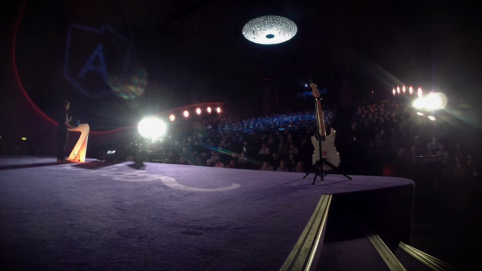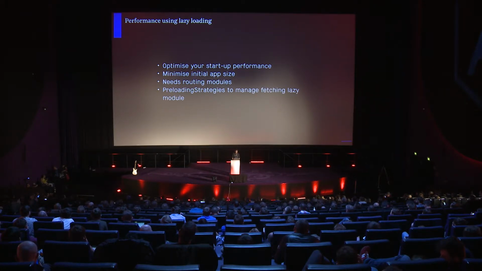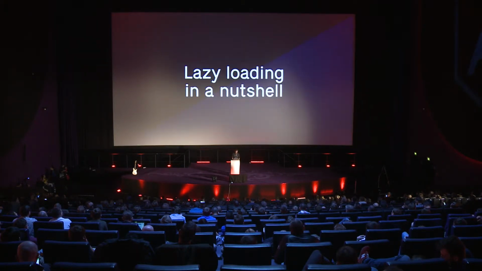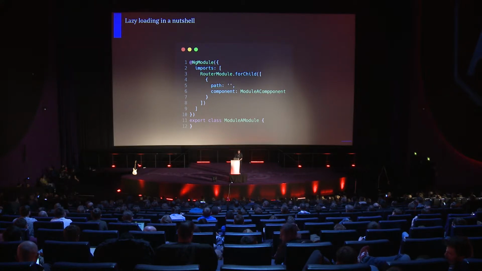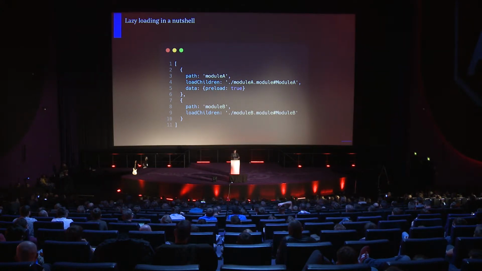Really short, what is it all about before we go into the really important stuff? It's to optimize your startup performance time. It's to minimize your initial app size, so the first paint is faster, and it needs routing modules, and you can use preloading strategies to manage the fetching of the lazy modules. In a nutshell, lazy loading looks like this. You need a module that has child routes, and in your forRoot routes, you need to call them with loadChildren. You can pass them data, and that's it. Lazy loading, we've done that, less than a minute.